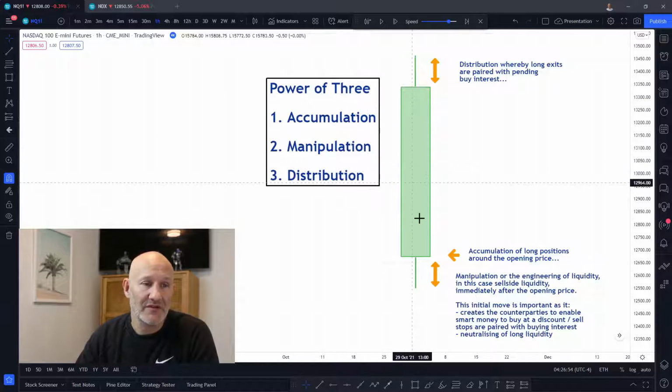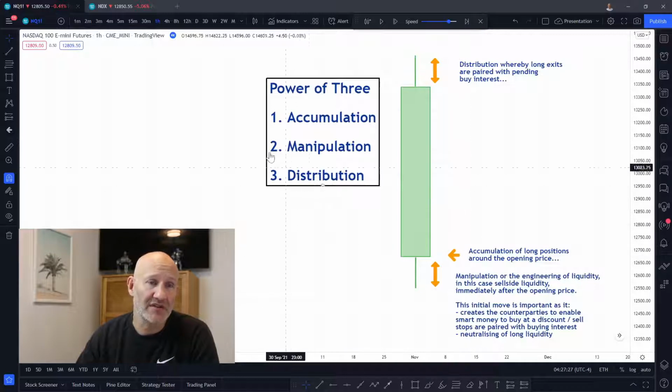We have the opening of that candle, and this is where our accumulation phase begins. In the case of a bullish candle, we have the accumulation of long positions, which start at and around the opening price, and at any point under the opening price. After that, we're expecting a push lower. This push lower should create a significant low for that session. This is the manipulation, or the engineering of liquidity. You'll recall in previous videos, we often talk about a push lower which takes out sell side liquidity. That's what we're talking about here.